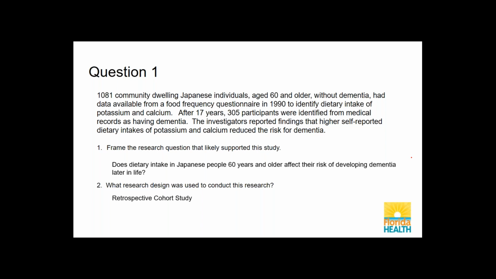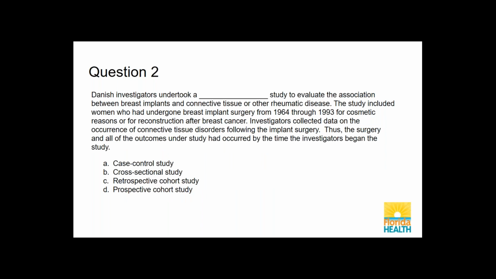All right, guys, let's keep it moving. Question two. Danish investigators undertook a blank study to evaluate the association between breast implants and connective tissue or other rheumatic disease. The study included women who had undergone breast implant surgery from 1964 through 1993 for cosmetic reasons or for reconstruction after breast cancer. Investigators collected data on the occurrence of connective tissue disorders following the implant surgery. Thus, the surgery and all of the outcomes under study had occurred by the time the investigators began the study.